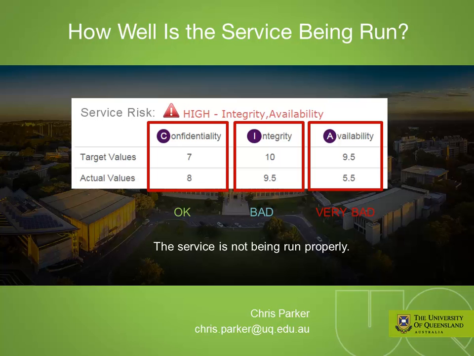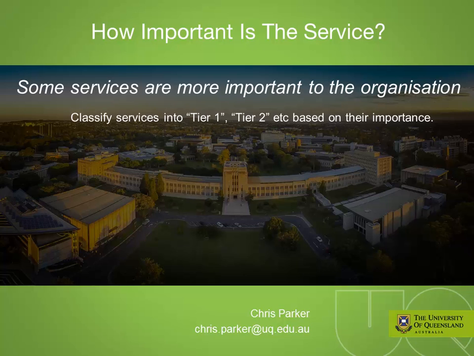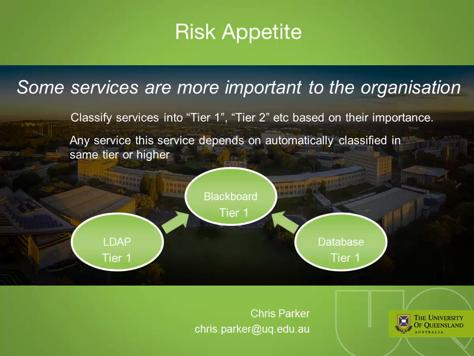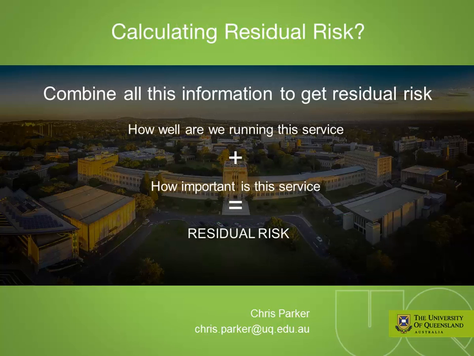Some services are more important to the organization than other services. Services are classified by importance to the business. The most important services are classified as Tier 1, then Tier 2, etc. Blackboard is a Tier 1 service as it is of significant importance to the organization. Any service that Blackboard depends on must also be classified as Tier 1 as well, as an outage in these will result in an outage of Blackboard. By combining how well are we running a service with how important the service is, we can calculate the residual risk. Low, moderate, high, or significant.